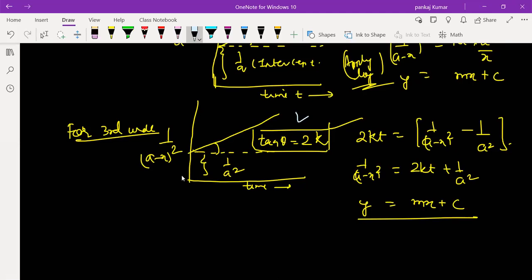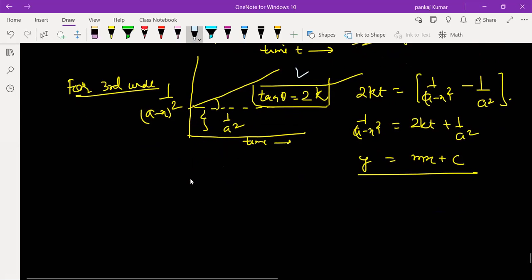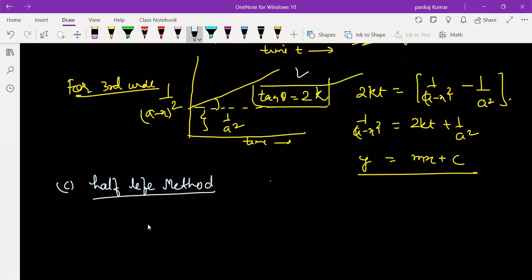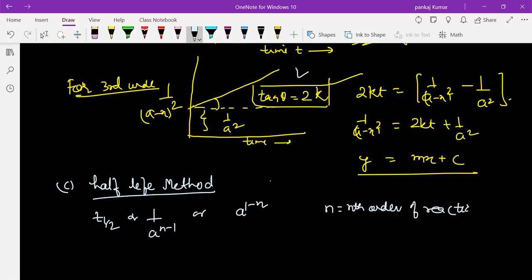We have to go for next, the Ostwald dilution graphical method. Third is the half-life method. In the half-life method, you already know T1 by 2 is proportional to a to the power n minus 1, or we can write here a to the power 1 minus n. So we have two values there. And what is the n? N is the nth order of a reaction.